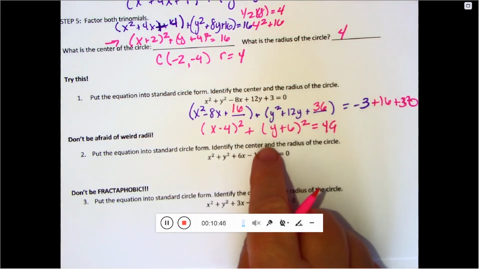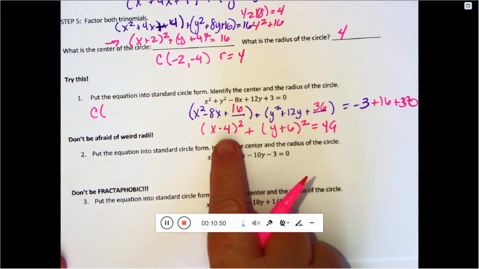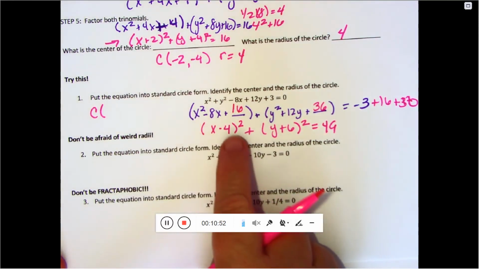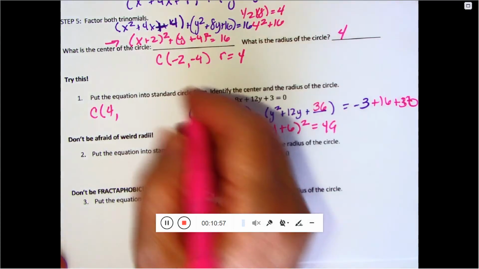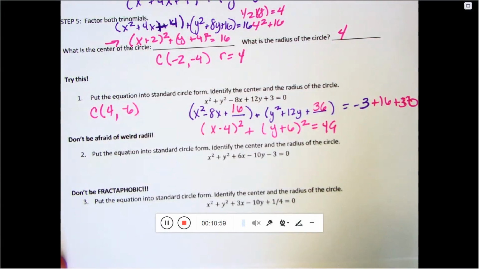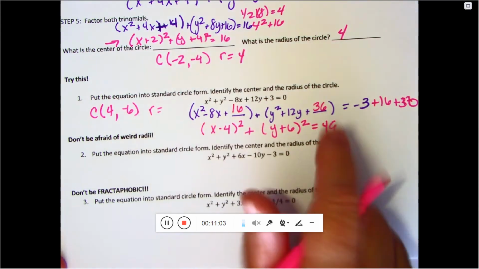Now it's in my form, and I can easily see for the center of my circle, I take the opposite of that, which is 4. I take the opposite of that, which is negative 6. And for my radius, I take the square root of that, so it's 7.